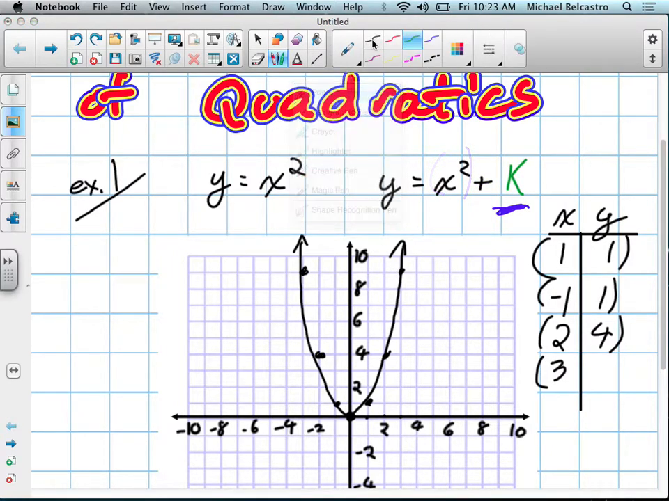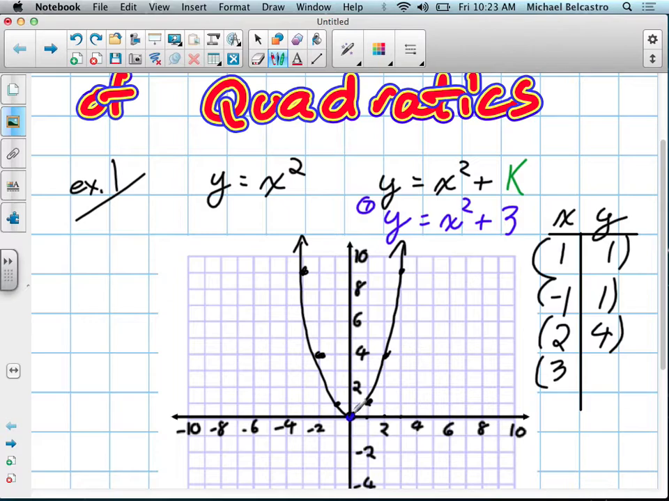So for instance, let's do it in blue. Let's say we have our equation here, so we'll call this equation 1: y is equal to x squared plus 3. What that means is we're going to take the vertex of the original, and we're going to move it up 3 units. 1, 2, 3. This is where the new vertex is. Since that's where the new vertex is, we draw it in.